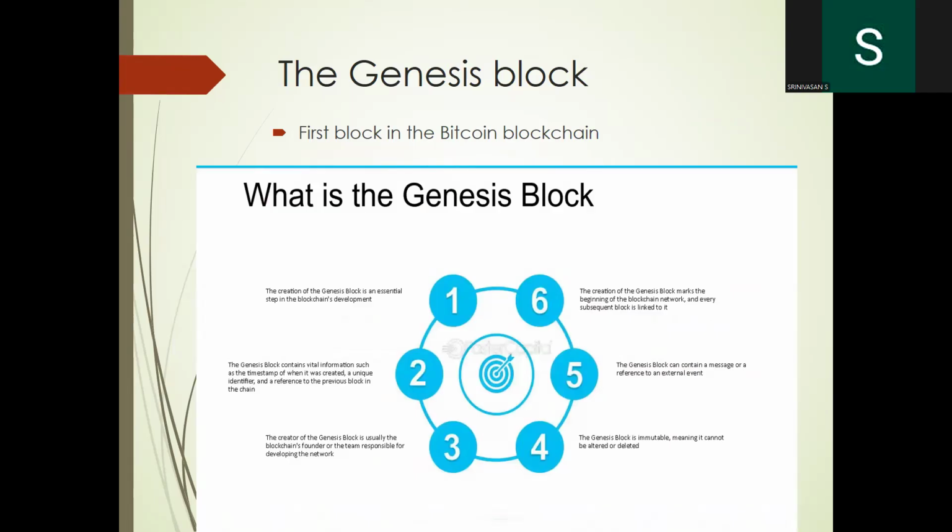So we are using different types of blocks in the Bitcoin network. The first one is Genesis block. Genesis block is the first block in the blockchain. It is important in the blockchain development. It contains vital information such as a timestamp, that is its creation time, its unique identifier, and the reference to the previous block. Usually, this block is created by the blockchain founders, and it is immutable. That means it cannot be modified at any cost. And the Genesis block can contain a message or a reference to an external event.